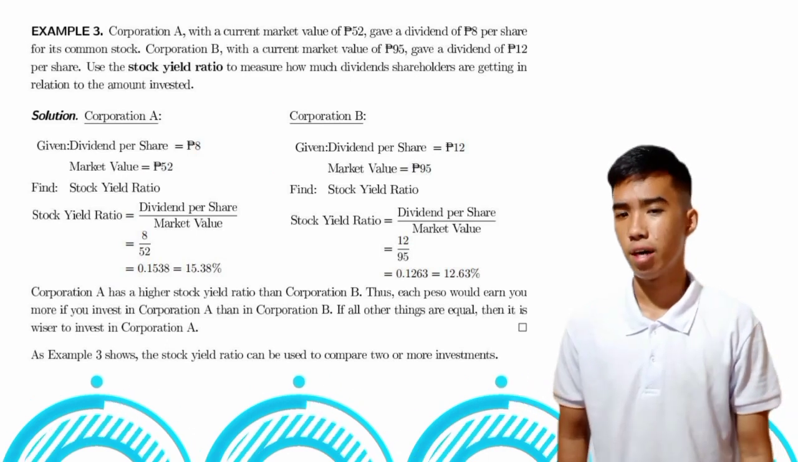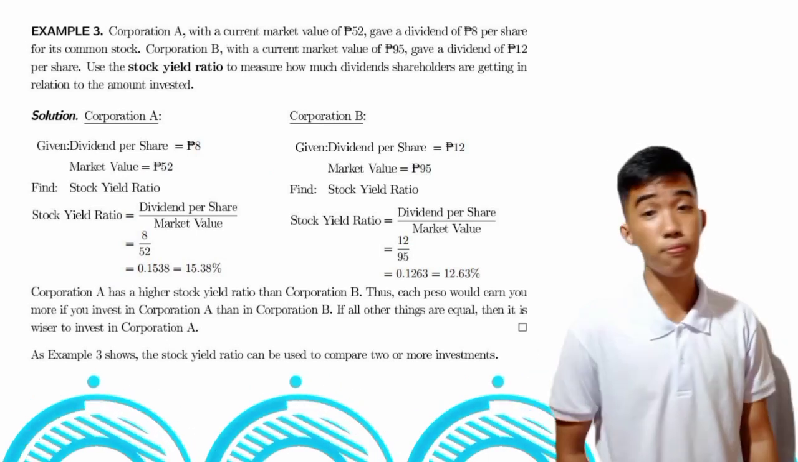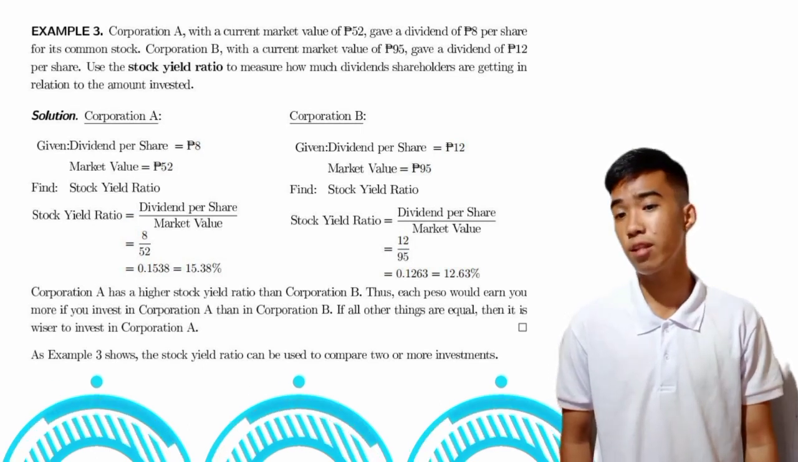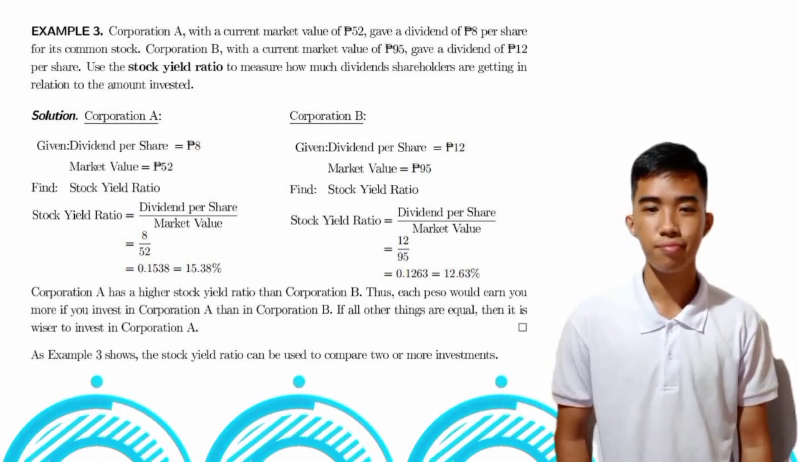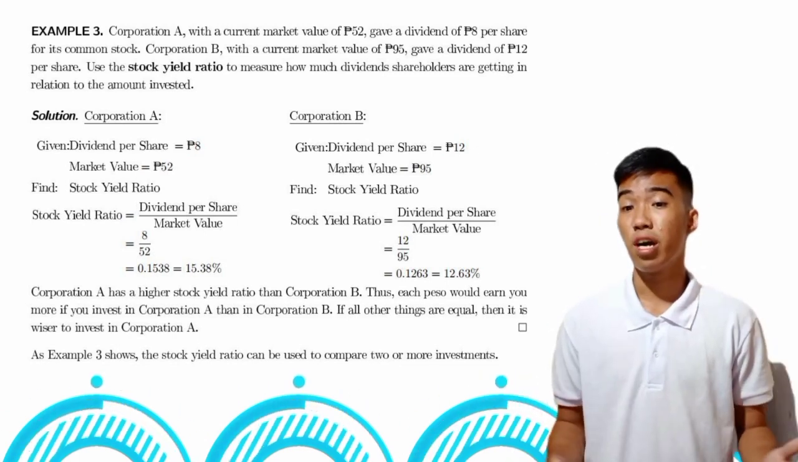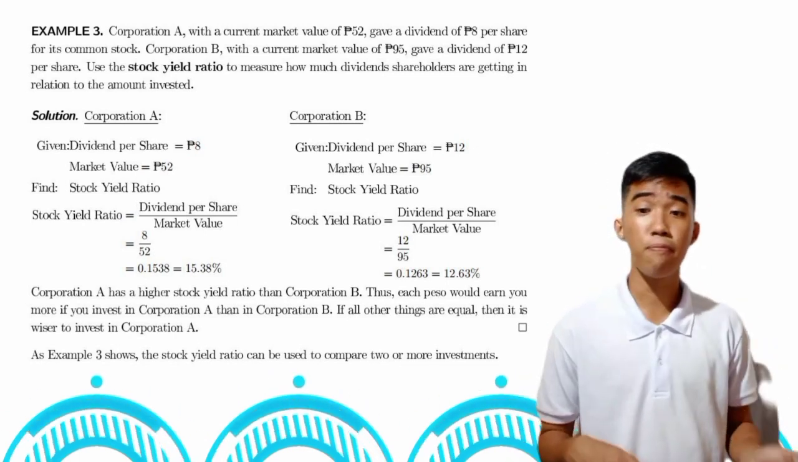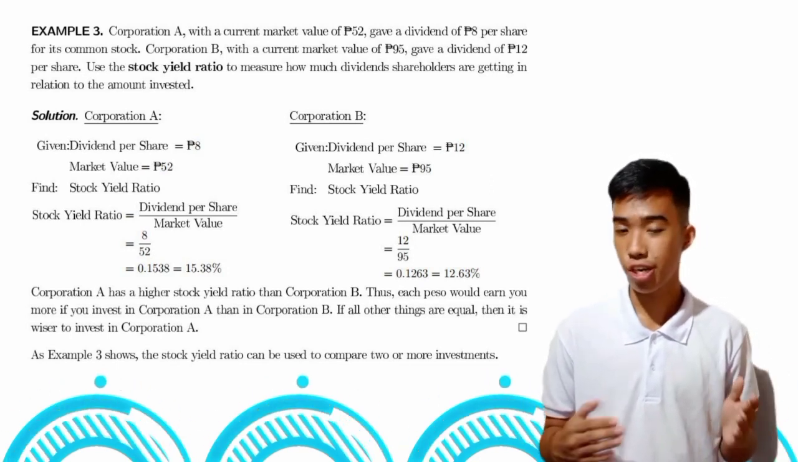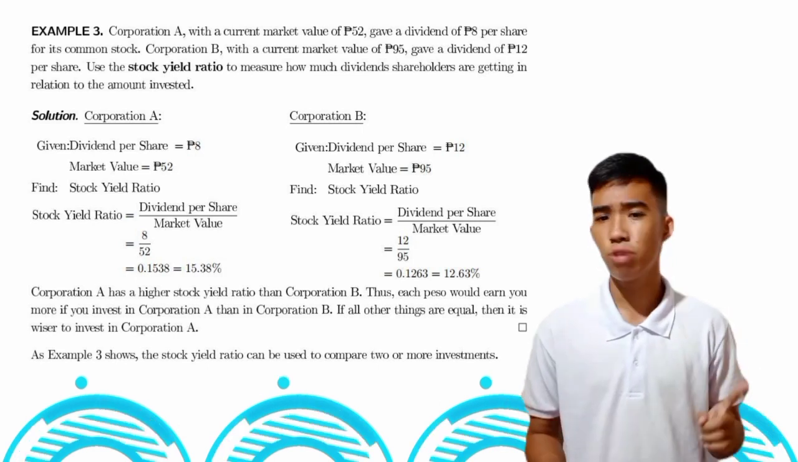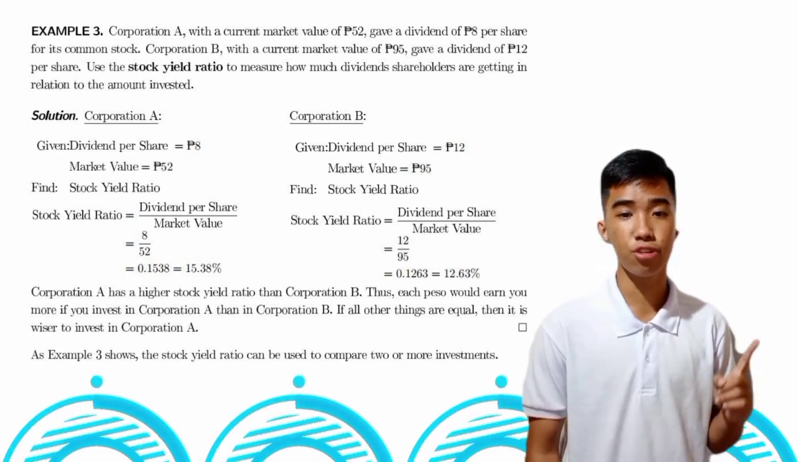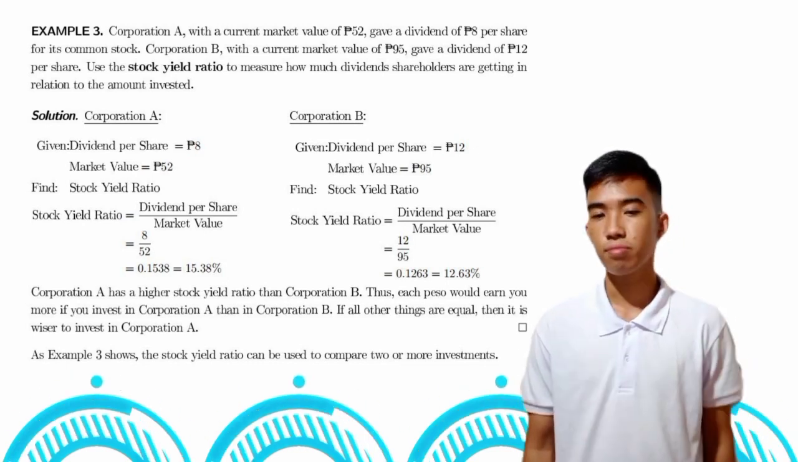Example number 3. Corporation A with a current market value of 52 pesos gave a dividend of 8 pesos per share for its common stock. Corporation B with a current market value of 95 pesos gave a dividend of 12 pesos per share. Use the stock yield ratio to measure how much dividend shareholders are getting in relation to the amount invested.